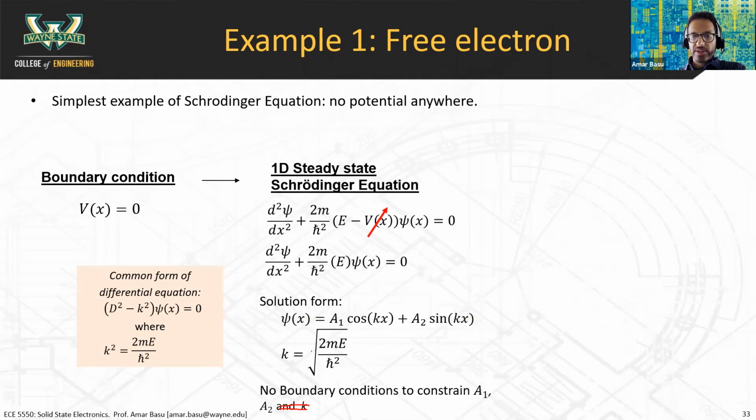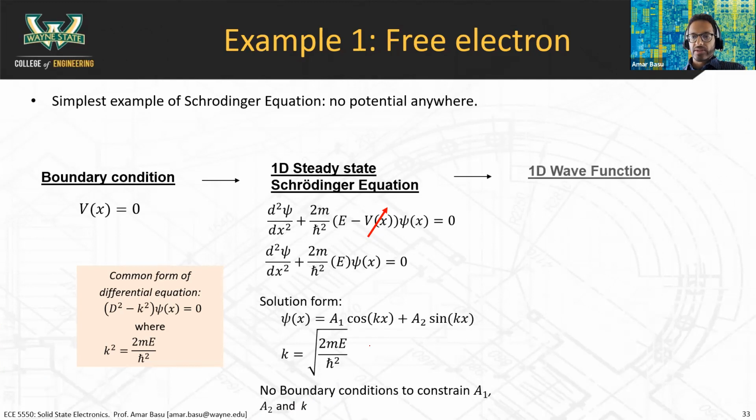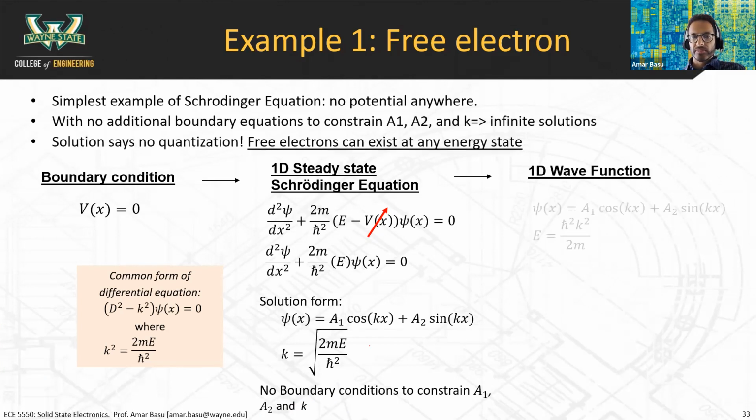Now, in this case, we said there's no boundary conditions, right? It turns out boundary conditions are what are used to figure out what A1 and A2 are. So we don't have any boundary conditions to constrain these two. And in fact, we don't have anything to really constrain K either. This is a little bit more of a subtle point. So as a result, there's an infinite number of solutions.